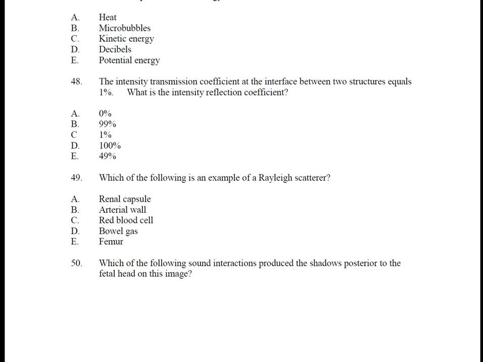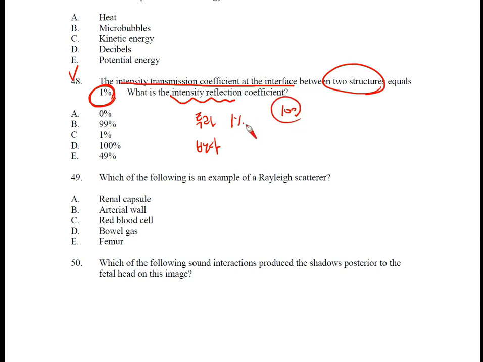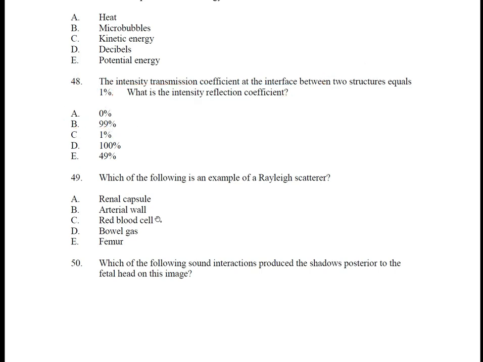At first glance, this question may seem a bit difficult. In reality, it's actually a very simple pattern. It says that 1% of the transmitted portion appears between the two structures. It is written that the transmitted portion is 1%, so this question is asking how much of the portion is reflected. If the total is 100%, and 1% is transmitted, then the remaining 99% must have been reflected. So the correct answer is choice B. Now let's move on and look at question 49.